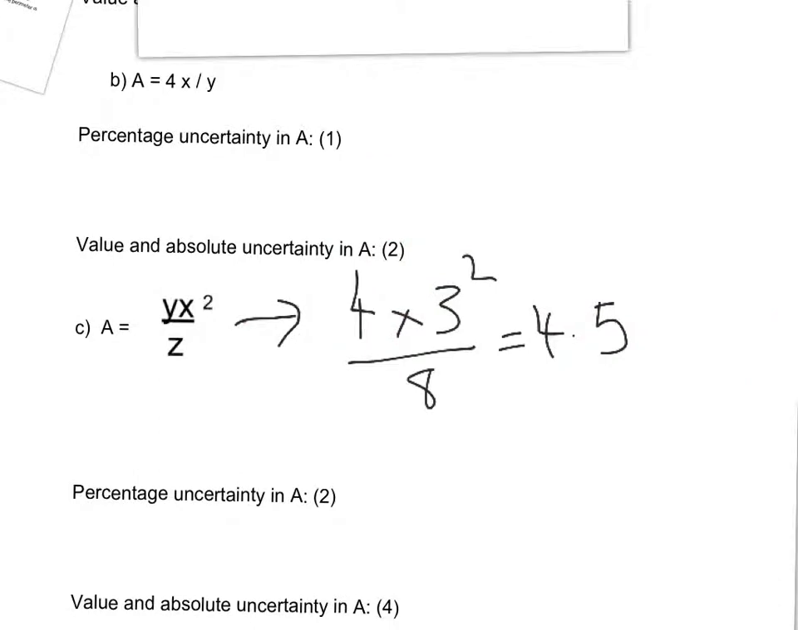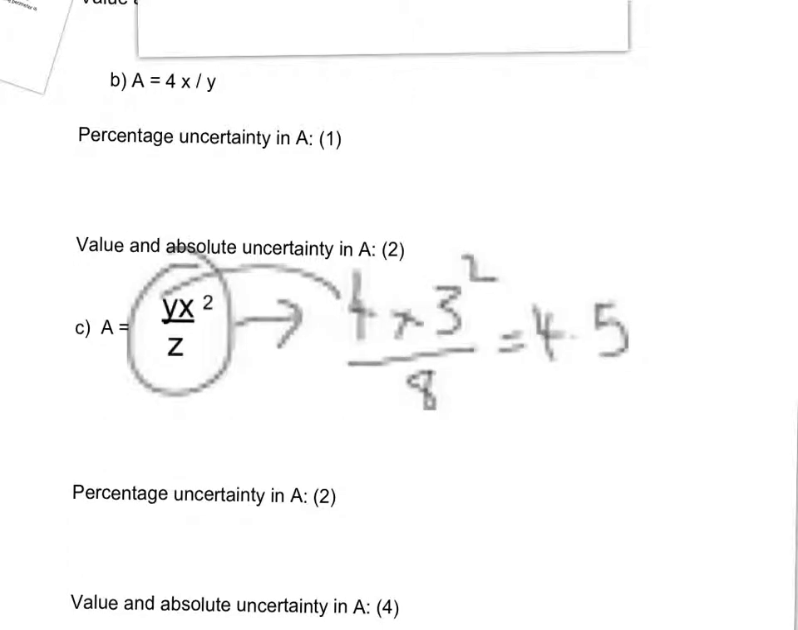Now if we do the last one, we have y x squared over z. So let's try putting some values in. 4, which is y, x is 3, squared, over z, which is 8. And if we calculate the value, we get 4.5.